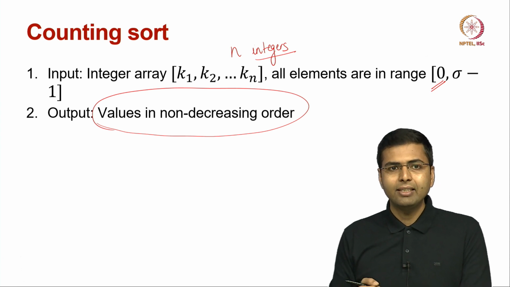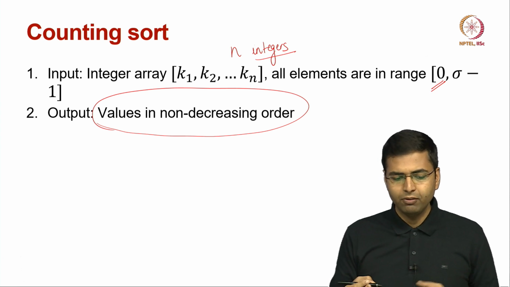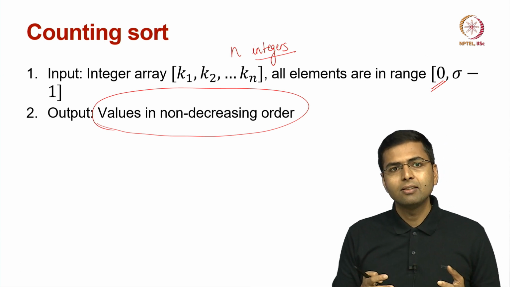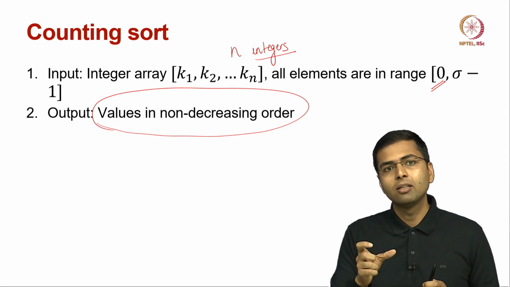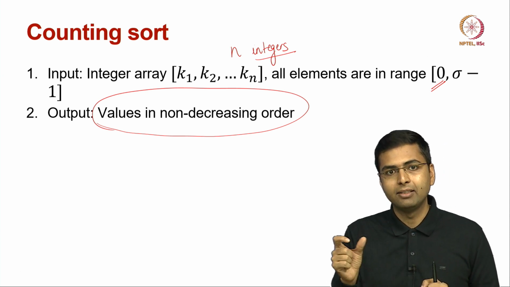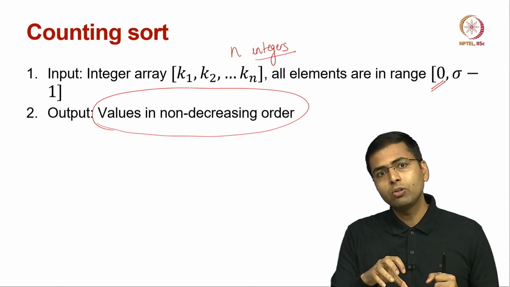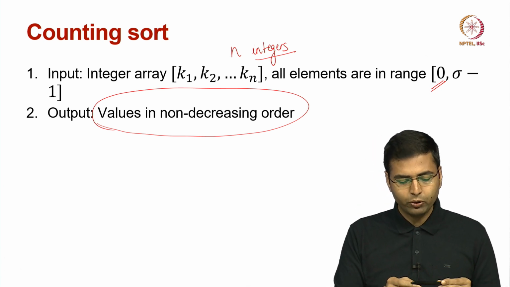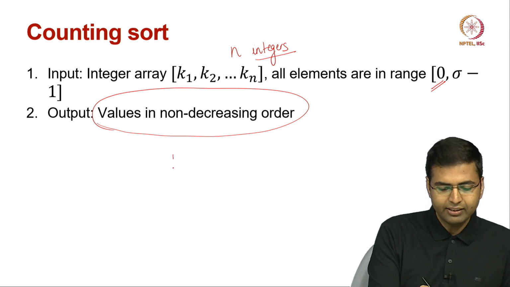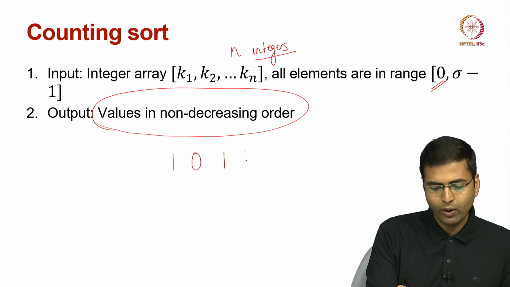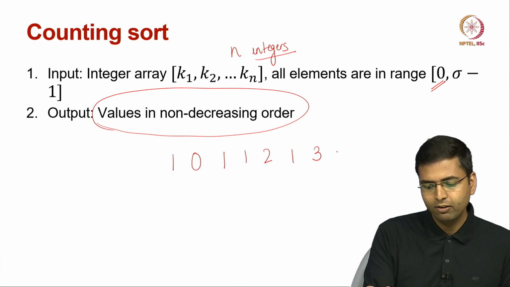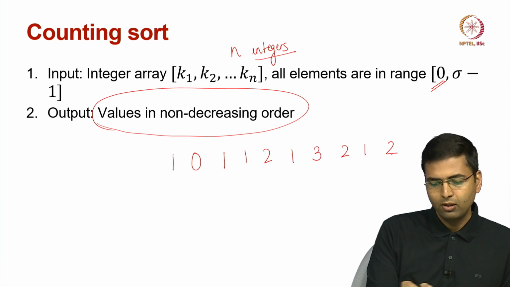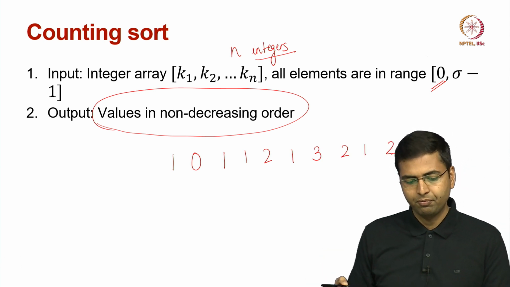As the name suggests, counting sort is actually very intuitive. All it does is count the frequency of distinct elements, and based on those counts it does the sorting. For example, just to give an intuition, imagine that you are given these integers: 1 0 1 1 2 1 3 2 1 2. Let us say this is my input array.